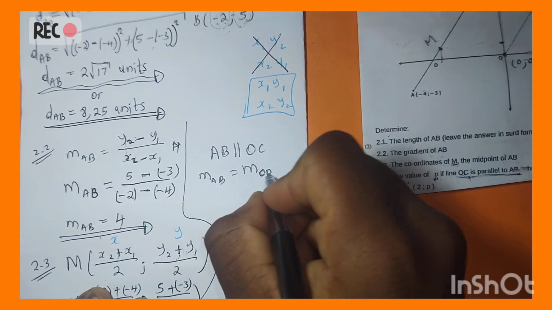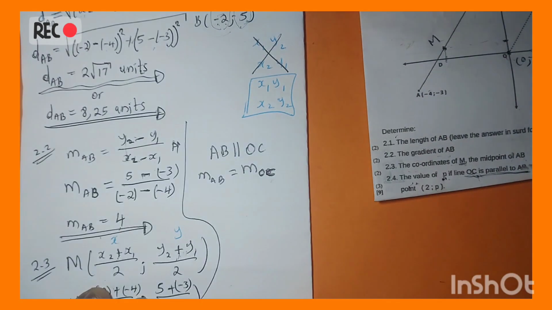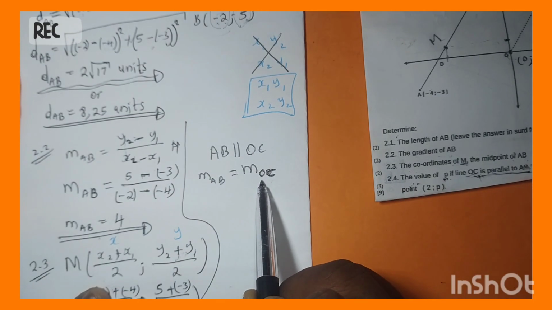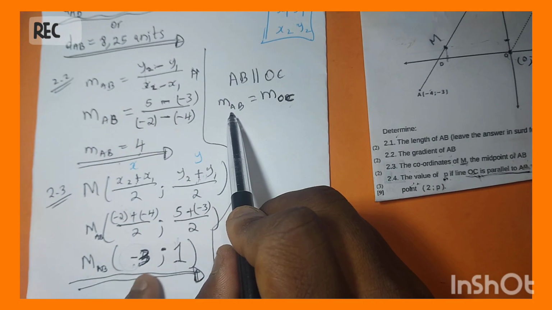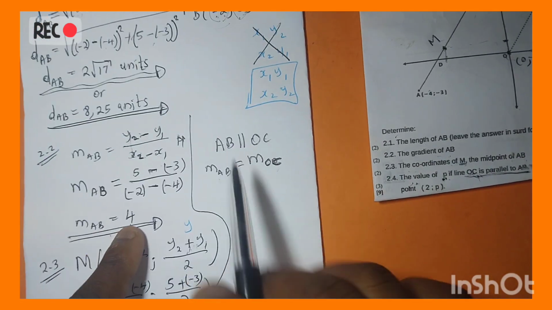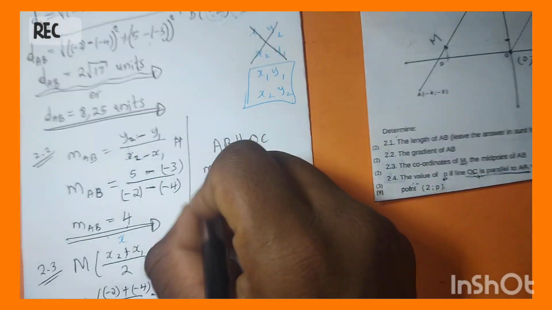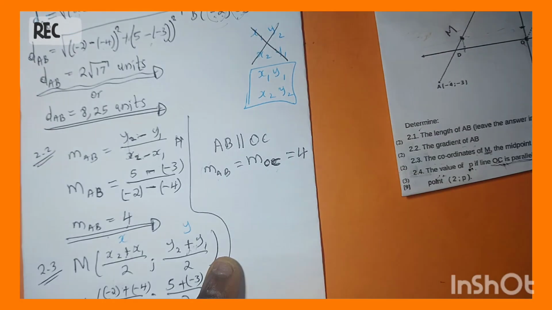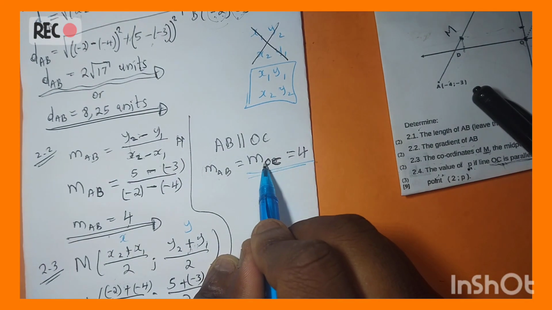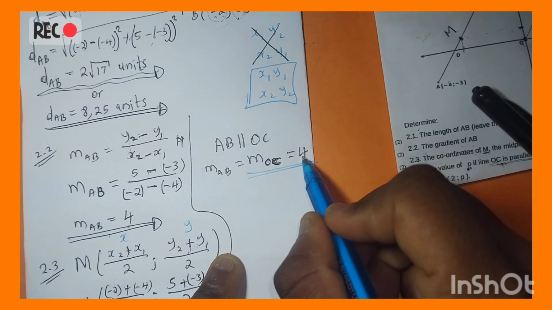OC here, OC. Do you see? Those two lines are parallel. It means their gradient is equal. But because, guys, I already got the gradient of AB there, which is the gradient of this thing there, it's also equal to 4. That also means the gradient of OC is 4 there.